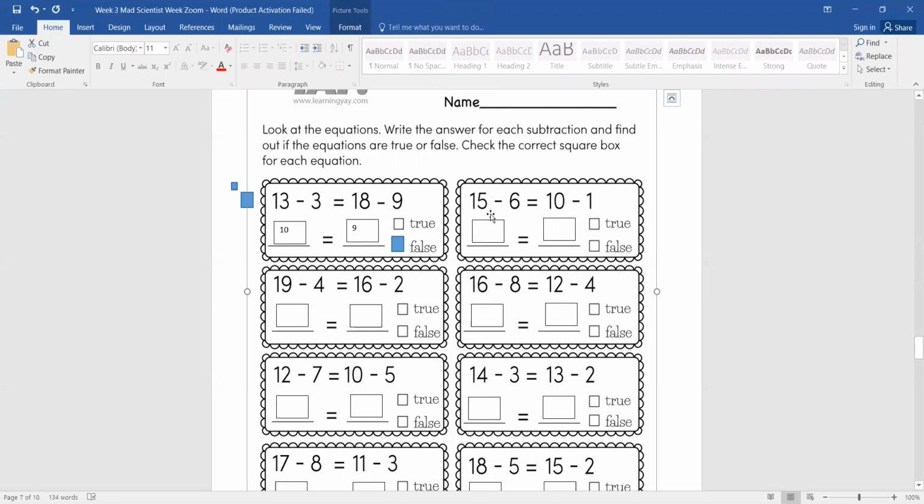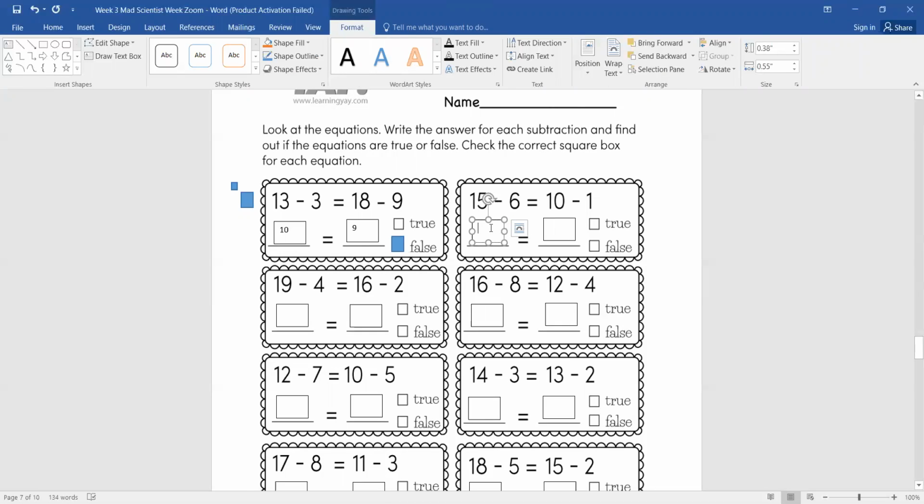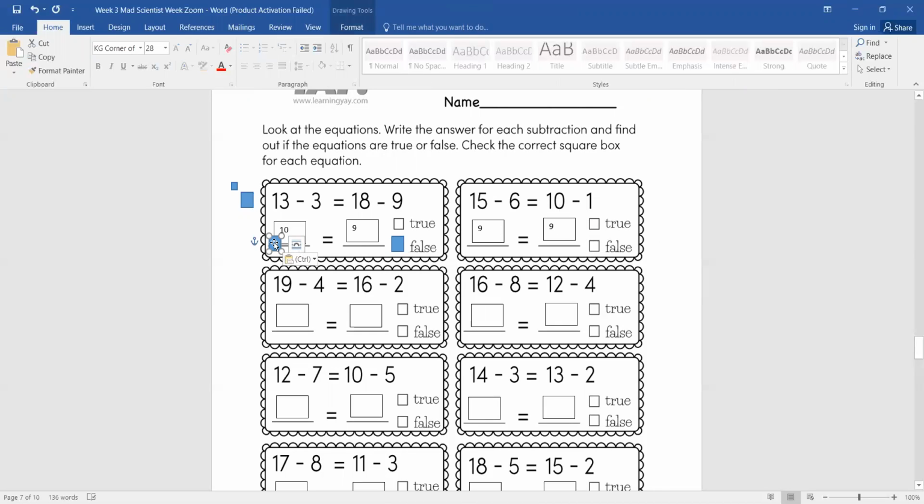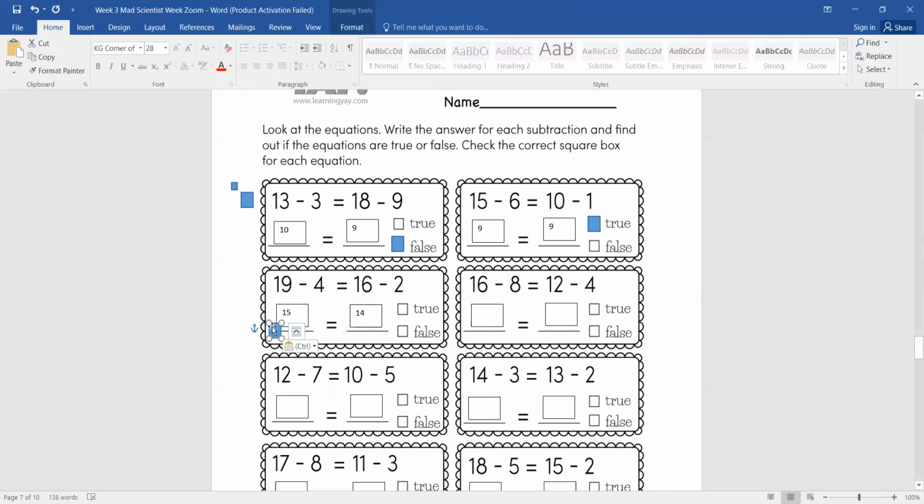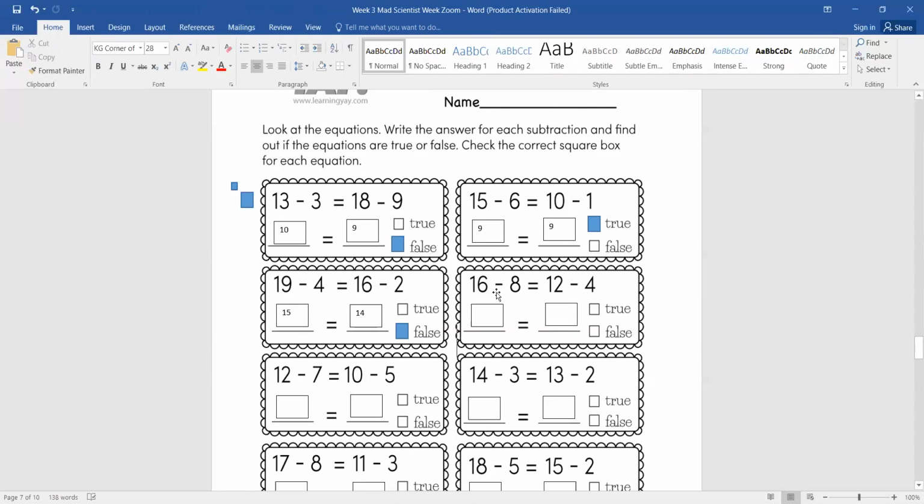All right, 15 take away 6 is, what is 15 take away 6? 9. And 10 take away 1 is 9. So 9 equals 9. That is true. So we're going to check off the true box. Okay, 19 take away 4 is 15. And 16 take away 2 is 14. So that one is false, because 15 is not equal to 14. 16 take away 8 is 8. 12 take away 4 is 8. That one is true. So mark that true off.